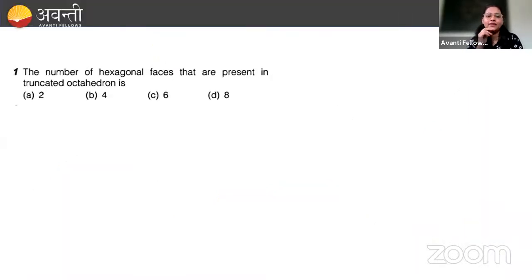The number of hexagonal faces that are present in the truncated octahedron is 2, 4, 6 and 8. First of all, we need to consider the structure of truncated octahedron. If you know the structure of this, you will easily determine how many hexagonal faces are present in this given molecule.